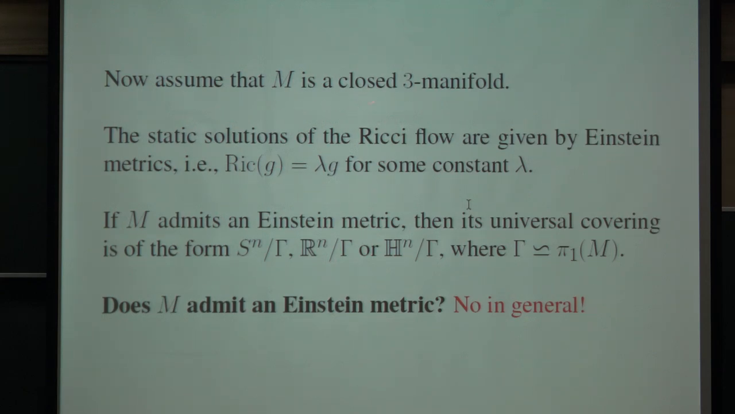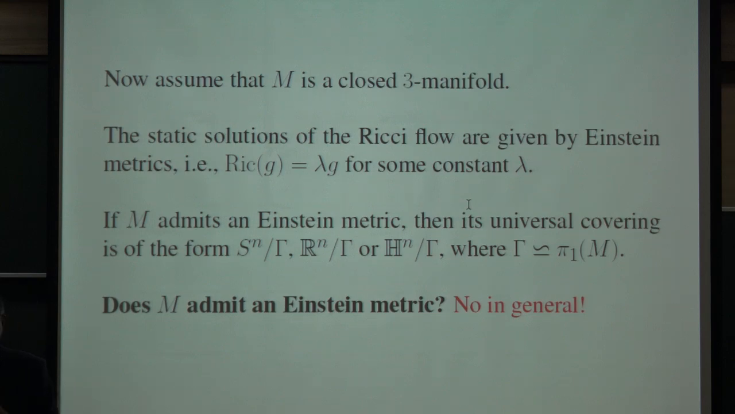Assume M is a closed three manifold. Then the static solutions are given again by the Einstein equations, as I already wrote there. We also know by the classical uniformization theorem in the textbook that if M admits an Einstein metric, then its universal cover is of this form. This is the case when n is 3. I should put 3 here. It's not true when n is strictly bigger than 3.